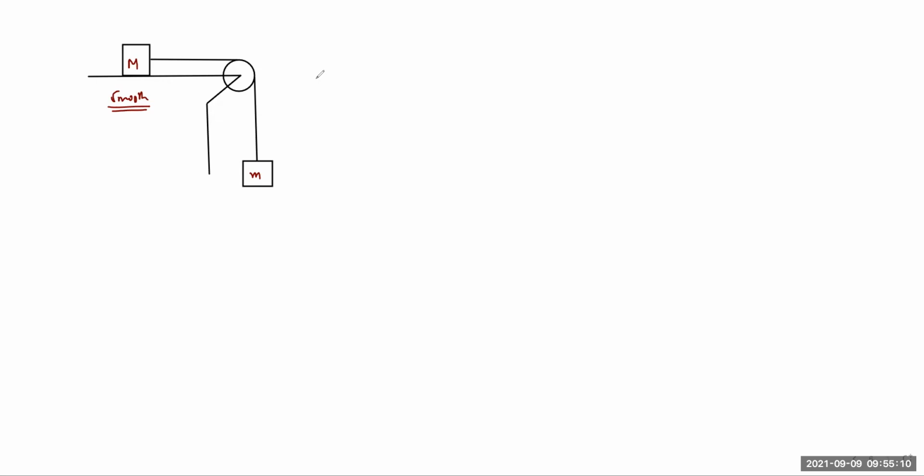Sir, the load on the right hand side is going downwards. Common sense. You think about it. You need to analyze every force and think about it. What will happen? So what will be the FBD? How will you do the FBD?